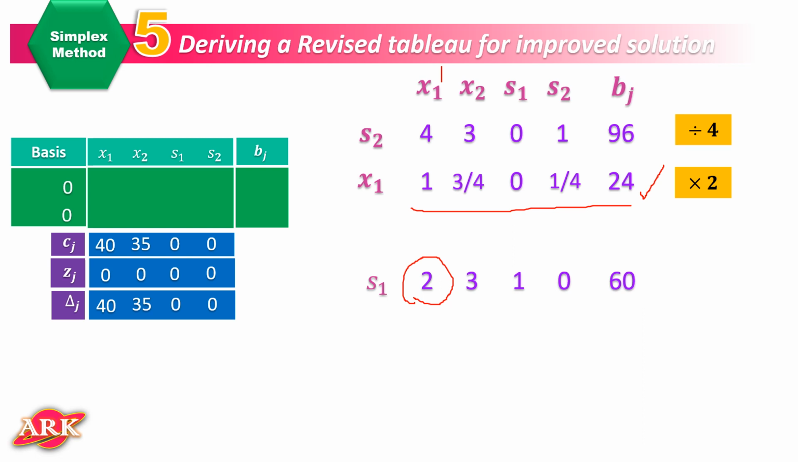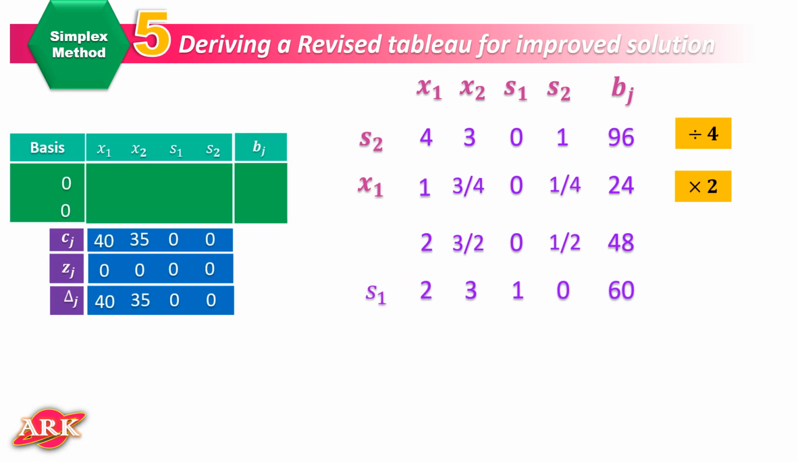Now see, we'll multiply 2 into 1, 2; 3 by 4 into 2, 3 by 2; 0 into 2, 0; 1 by 4 into 2, 1 by 2; 24 into 2, 48. This 48 represents that we need 48 kg of raw material to produce 24 units of X1. So what we have to do is take this 48 out of the 60 kg available in the slack. Now let's subtract the derived elements from the elements of S1.